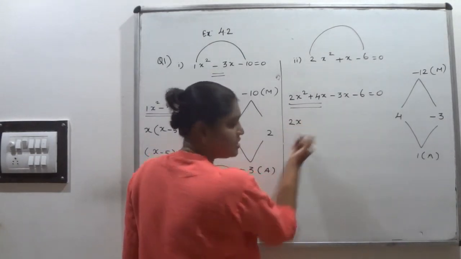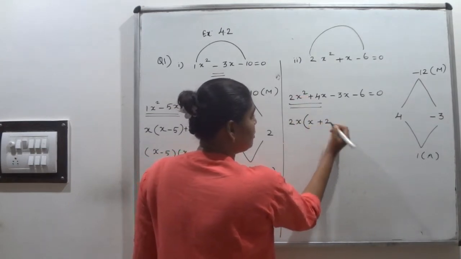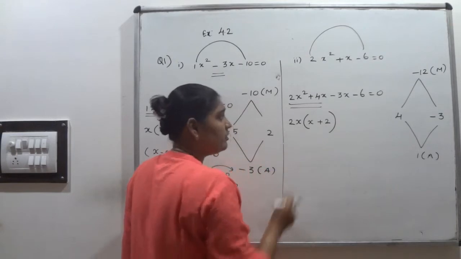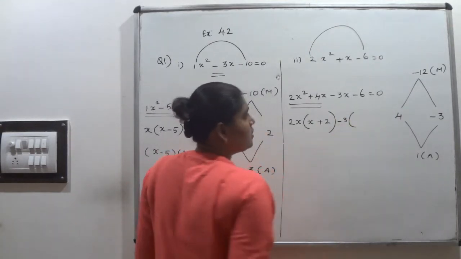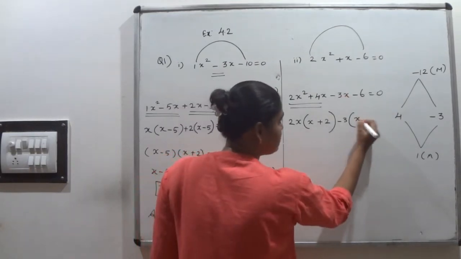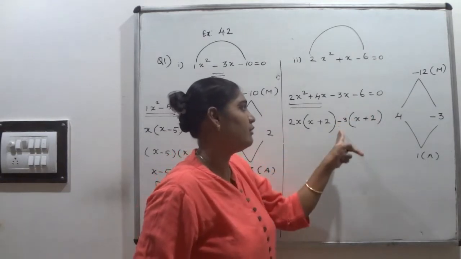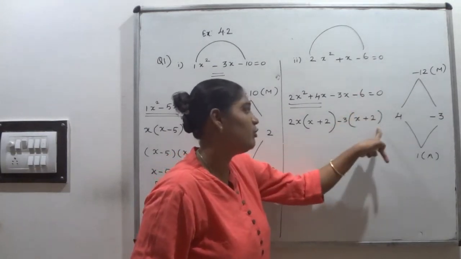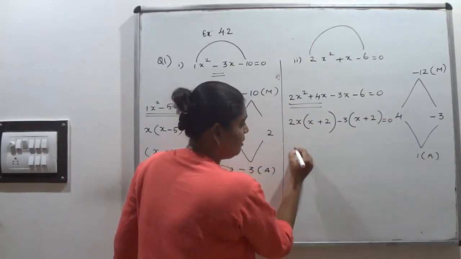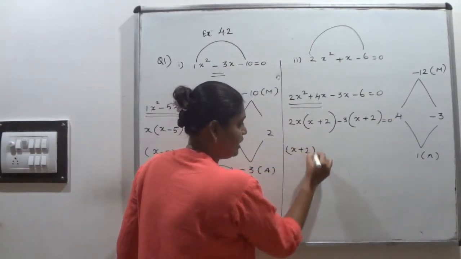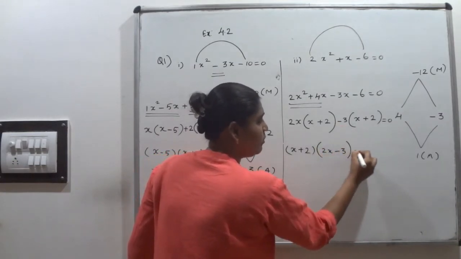From these two terms, what is common? 2 and x is common. So take it out. What is left over? X plus 2 is there. Then go for this one. Here I have to take out minus 3. So what will you get? X plus 2. See, minus 3 I have taken from this minus 6. What will be left over? Plus 2 equal to 0. Now, what is the common factor? X plus 2. So take it out. What is remaining? 2x minus 3 equal to 0.